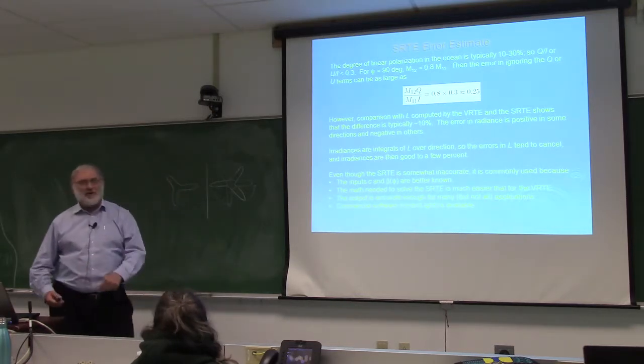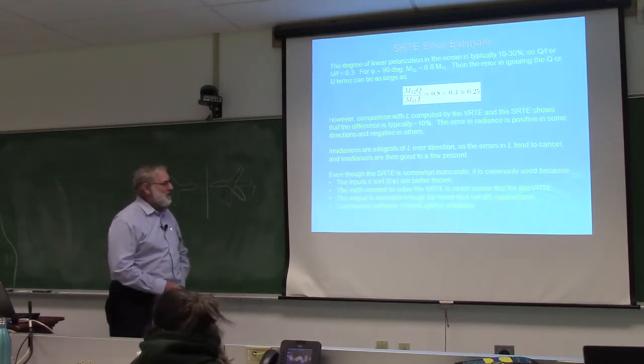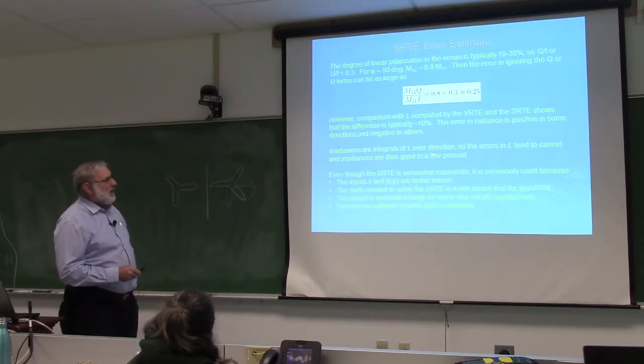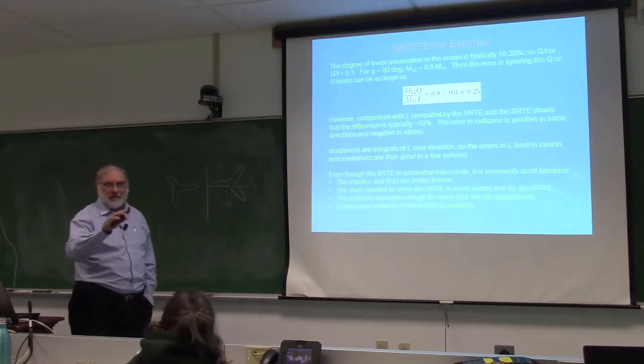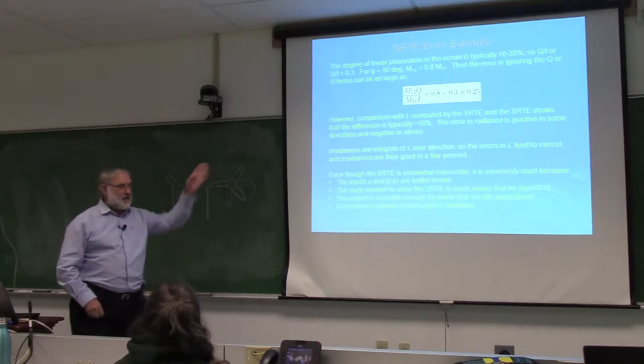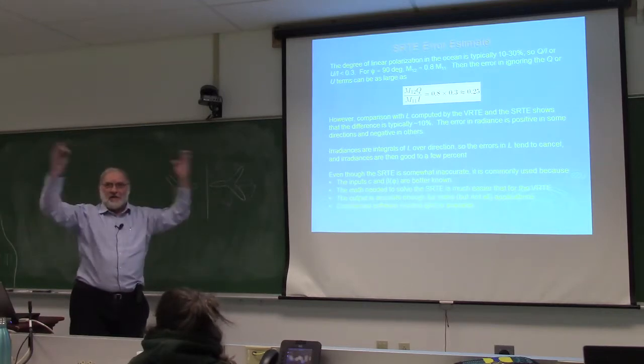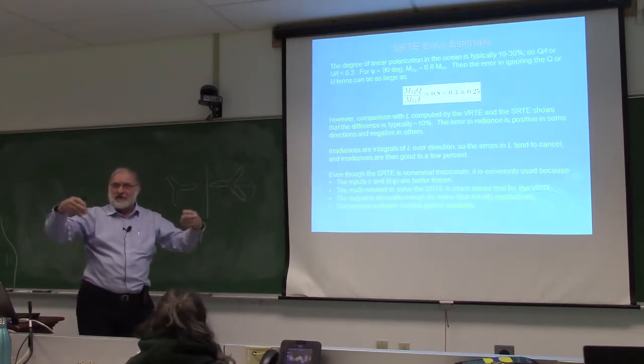It's only the reviewers. Well, anyway, that's another story. So, bottom line is, even though the radiances might be off by 10 or 20%, they're too big in one direction, they're too small in another direction. You integrate over all of those directions, and those errors tend to cancel out.